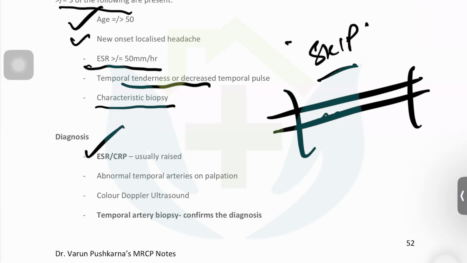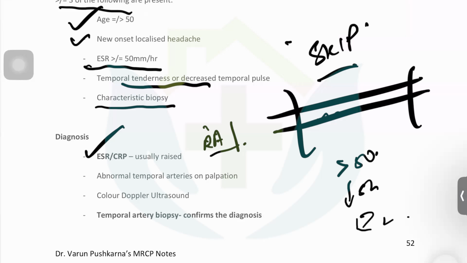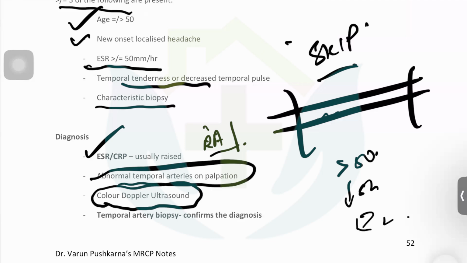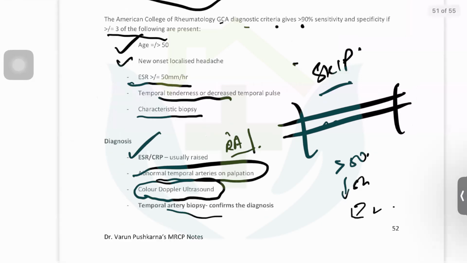Diagnosis: ESR, CRP usually raised, but yeah, the patient may have polyarthralgia, but this is non-erosive again, and the patient may have RA factor positive, but then usually you don't give it much attention. But then these are females above 50 years of age with decreased sleep, decreased focus, pain, and polymyalgia, just like the proximal girdle is involved. You can do a color Doppler ultrasound, and on palpation, the temporal arteries feel different. You can feel them like a cord, and you take a biopsy, it confirms the diagnosis.